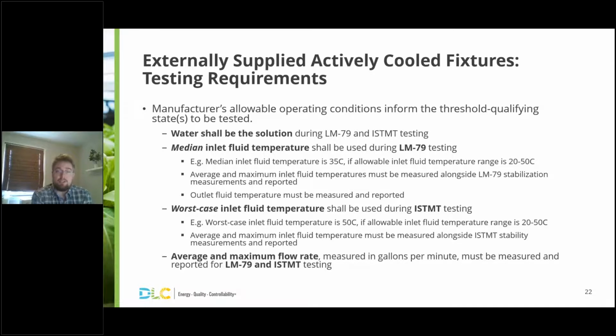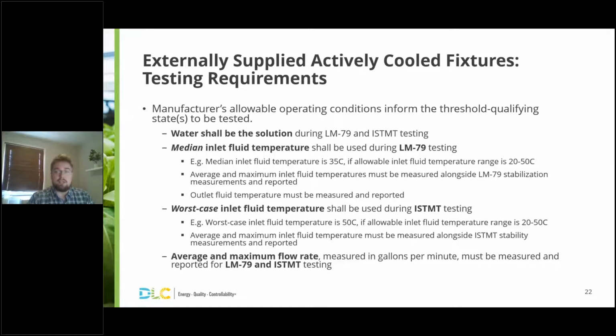And the average and maximum inlet fluid temperatures must be measured alongside the LM79 stabilization measurements and reported for qualification, as well as the outlet fluid temperatures. So essentially, if you're thinking about LM79, they have stability requirements in terms of optical stability, and it requires 3 measurements. So whenever you're doing those LM79 stability measurements, make sure you're measuring the inlet fluid temperature and outlet fluid temperature so that you can report the average and maximum values that correlate to the LM79 stabilization measurements.